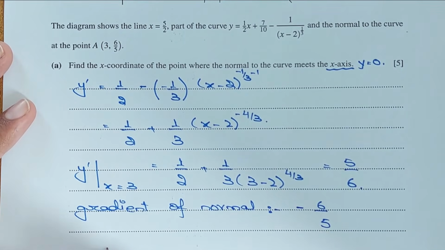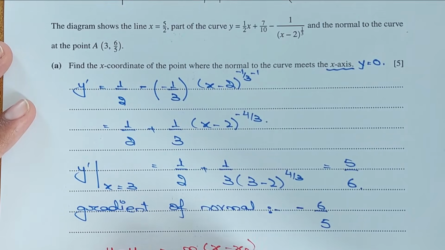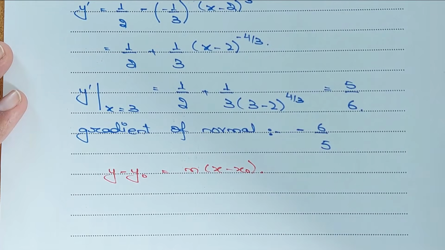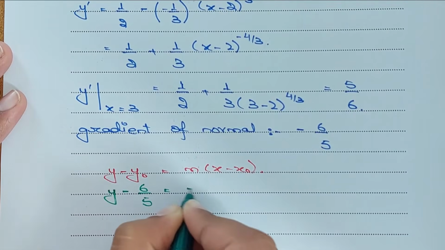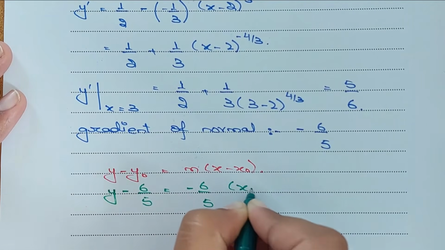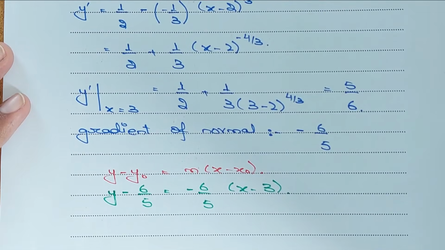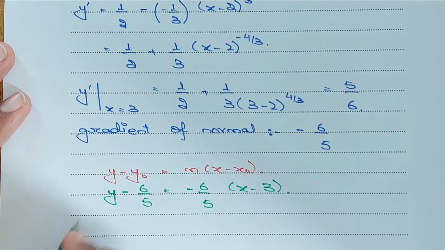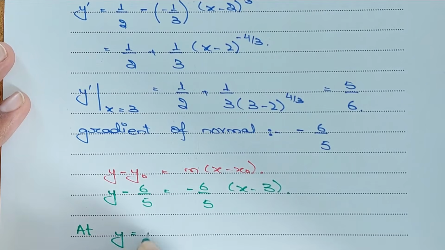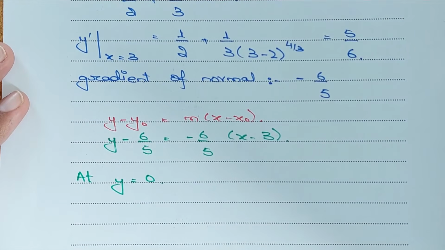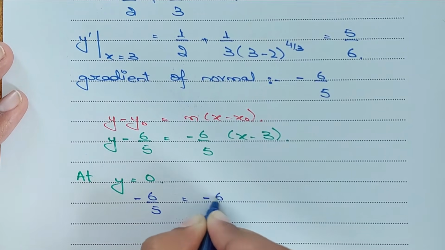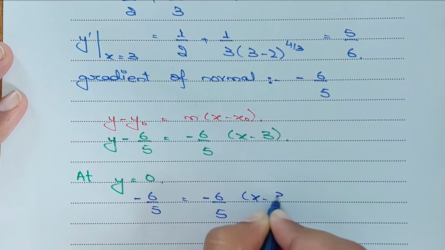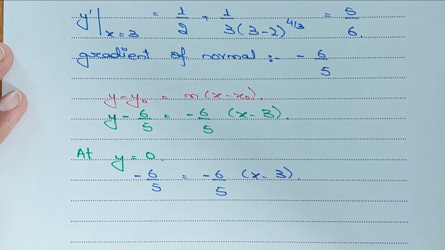So the equation of normal is y minus y naught equals m into x minus x naught, right? So let me substitute. We have y minus y naught, m value is minus 6 by 5, into x minus 3, right? We need to find the x coordinate when y equals 0. At y equals 0, we can solve for x, right? Okay, when y is 0, we have minus 6 by 5 equals minus 6 by 5 into x minus 3. Let me solve for the x coordinate.